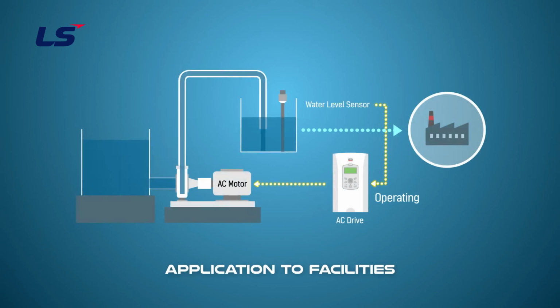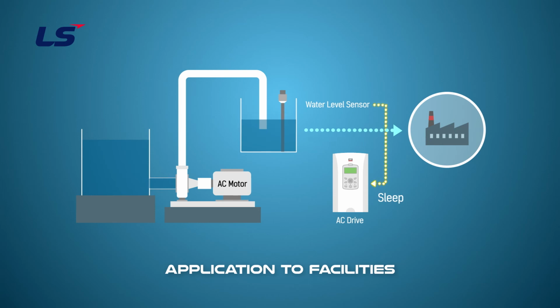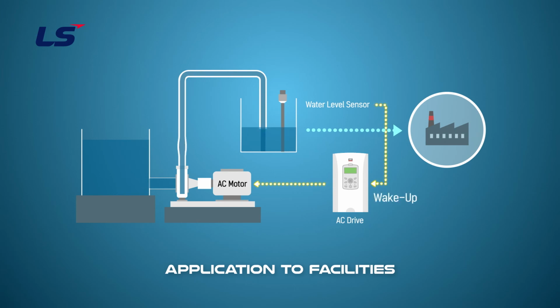For example, as in the pump system that can be seen on the screen, when the right water tank is full and there is no need to operate the pump anymore, it is driven at a very low speed by the PID control. At this time, the inverter can cut off the output to save energy and enter a power-saving state. This is called sleep. If the water level in the right water tank goes down, the inverter cancels the power-saving state by the wake-up function and restarts. This is called wake-up.